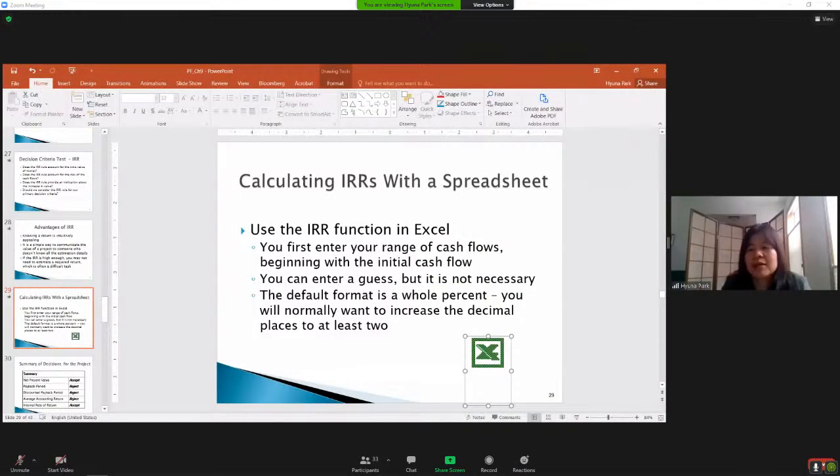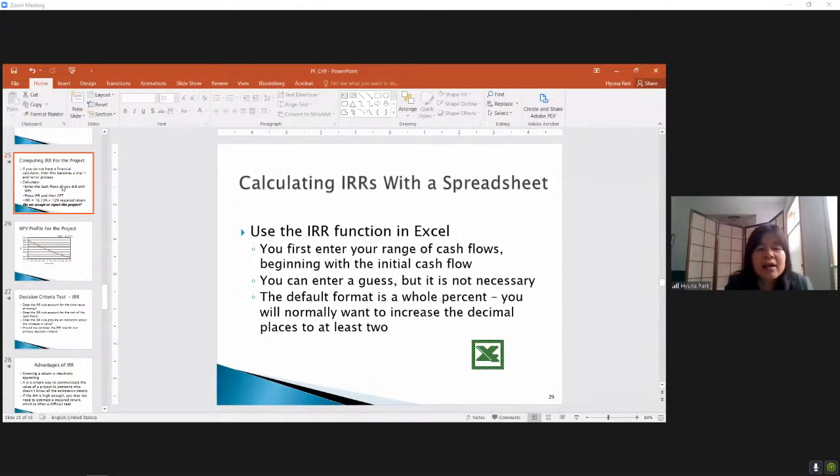So everybody should be able to calculate NPV and IRR and others like payback, accounting average return, and discounted payback. You should be able to do the calculation as well as understand the logic and concept behind those tools.